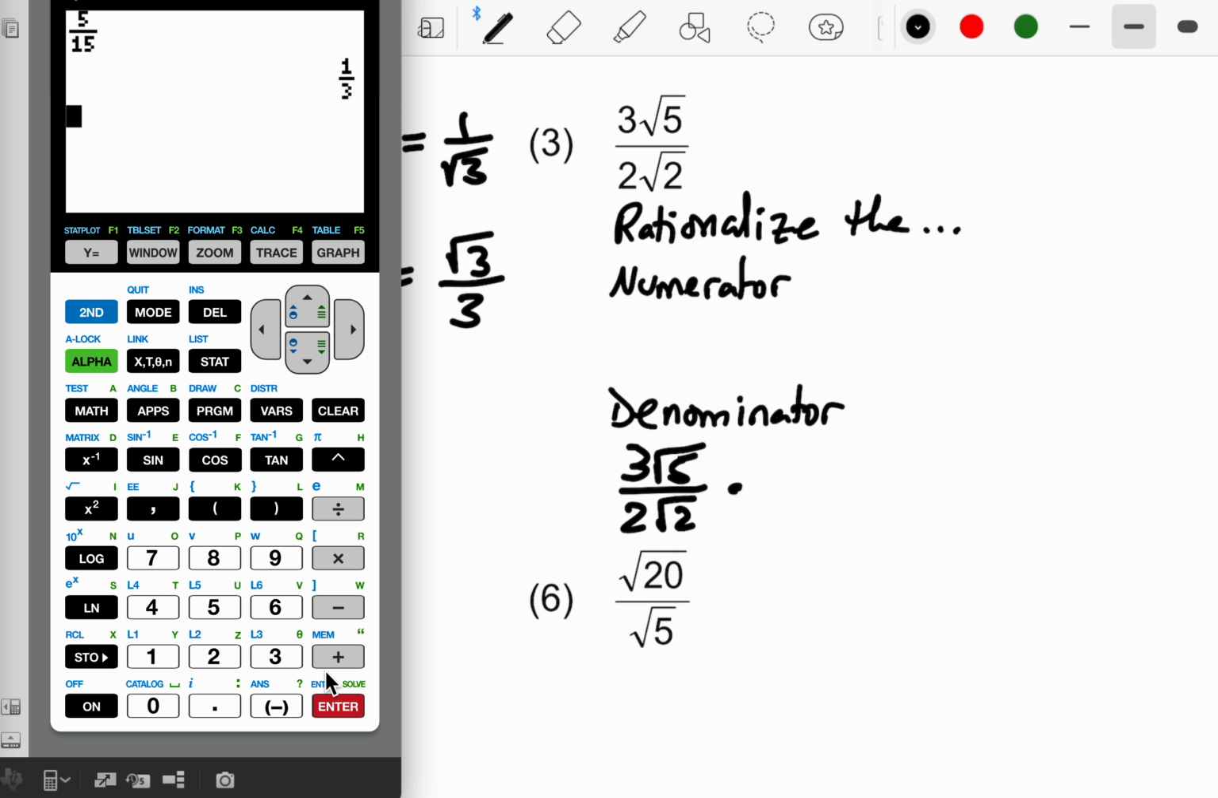I need to multiply the top and bottom of the fraction by whatever the radical term is in the denominator. I don't have to multiply by the entire denominator. That's a common misconception. So I'm not going to multiply top and bottom by 2 radical 2. You'd eventually get the right answer if you did that, it would just take a little longer. You only need to multiply top and bottom by whatever the radical factor is in the denominator. So radical 2.